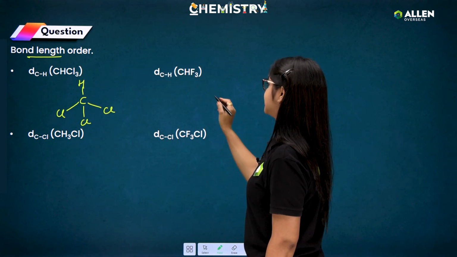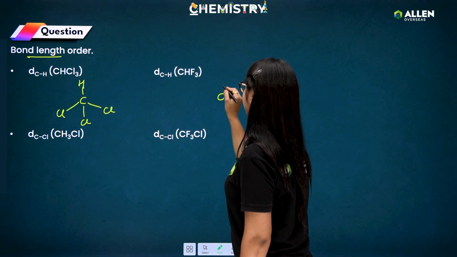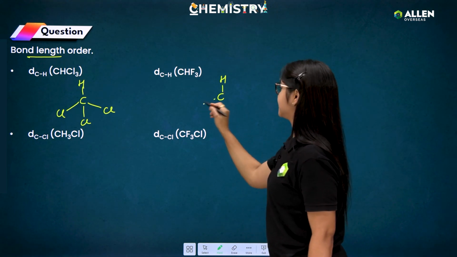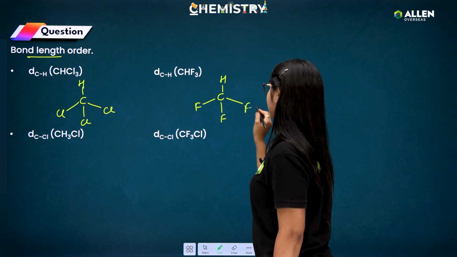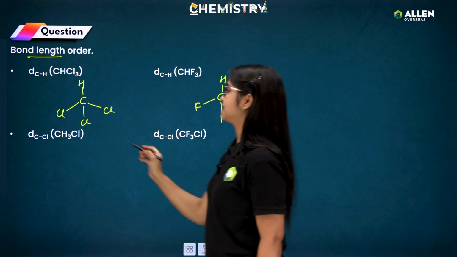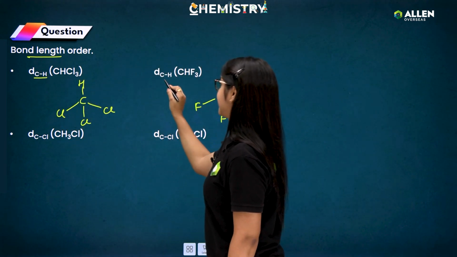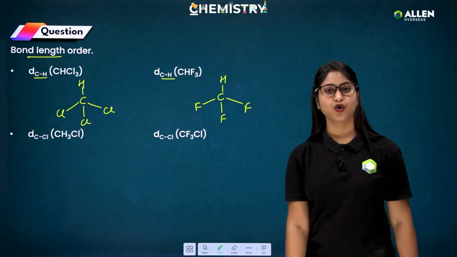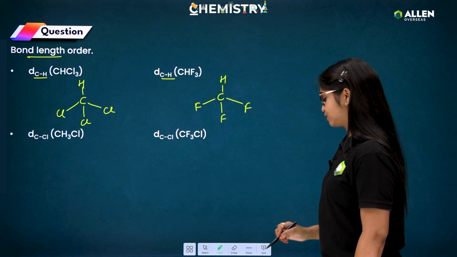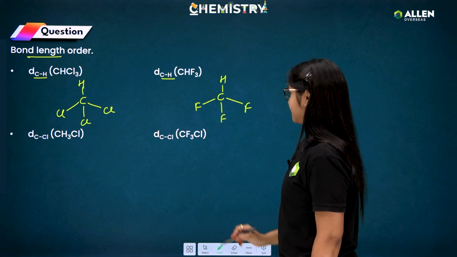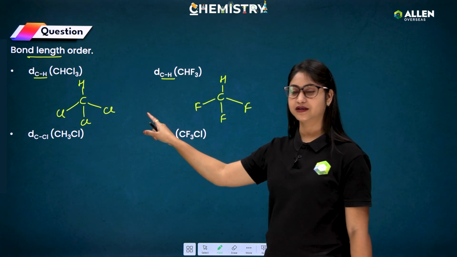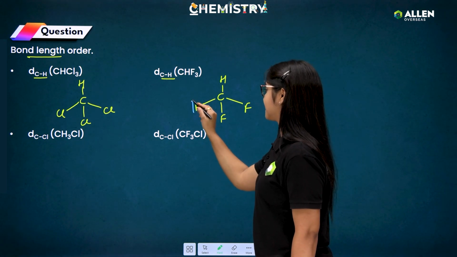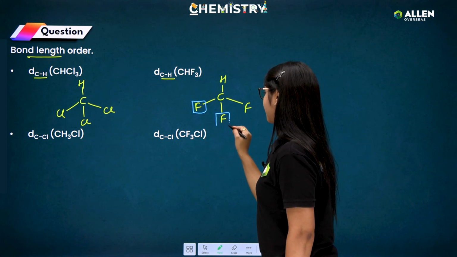Here you have CHF3, 3 fluorines, okay. And we have to compare the CH bond length, okay. Which CH bond will be longer or shorter, right? So let's see, okay. Here we know that fluorine is more electronegative as compared to chlorine, right? Fluorine is more electronegative as compared to chlorine.